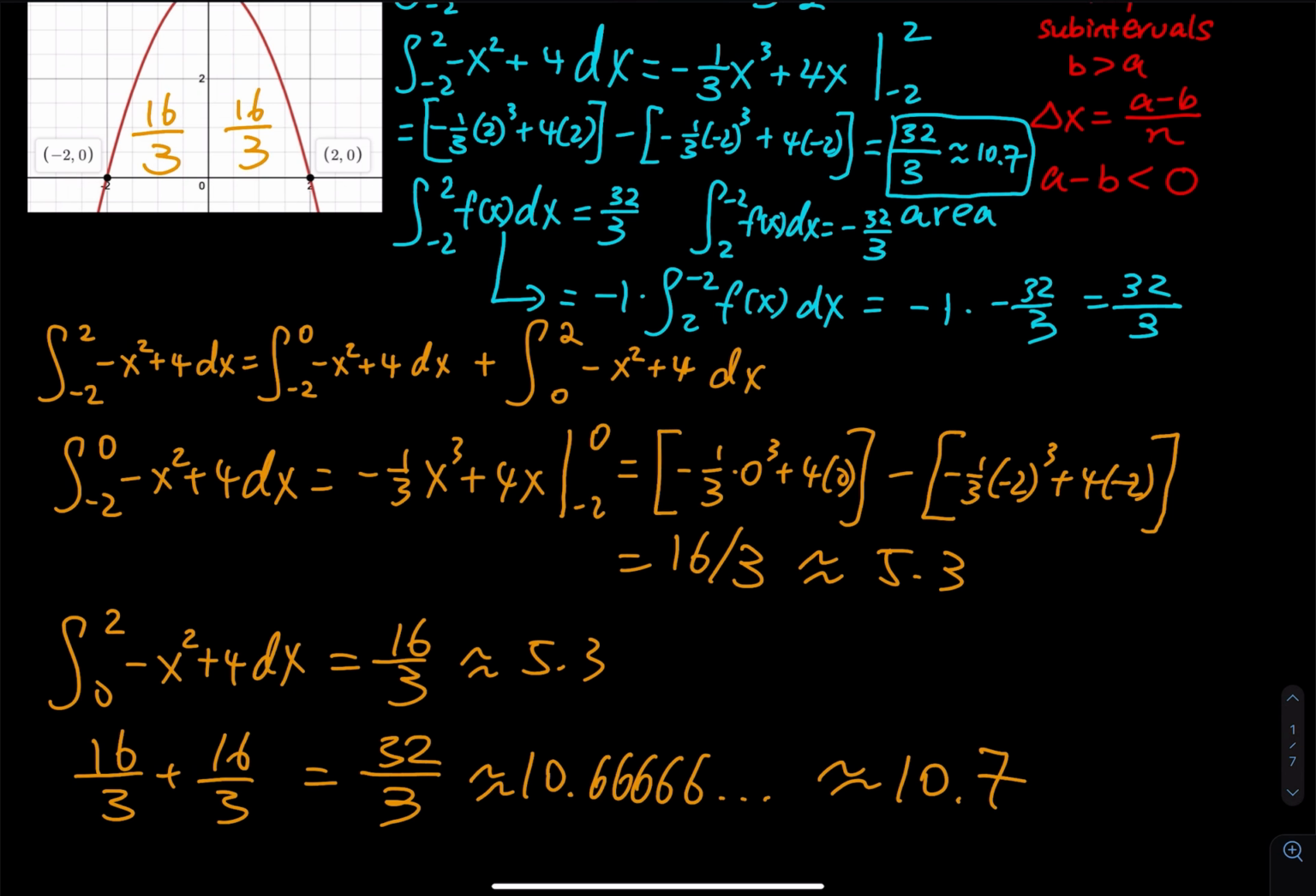I write this in case you ask me, hey, why is 5.3 plus 5.3 equal to 10.7? Because we have a bunch of 6s, so approximating that to one decimal place, we have 10.7.